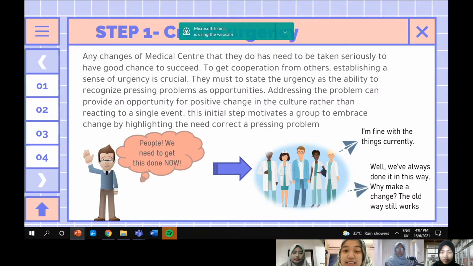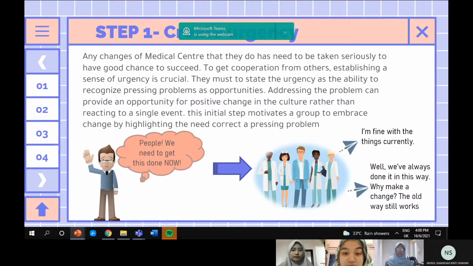I will talk about step 1, which is create an urgency. Any change in a medical center has to be taken seriously to have a good chance to succeed and to get cooperation from others. Establishing a sense of urgency is crucial. They must state the urgency as the ability to recognize pressing problems as opportunities. Addressing the problem can provide an opportunity for positive change in the culture rather than reacting to a single event. This is the initial step: motivate a group to embrace change by highlighting the need to correct a pressing problem.